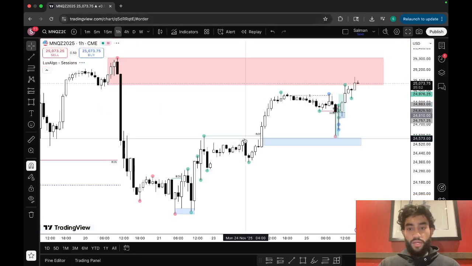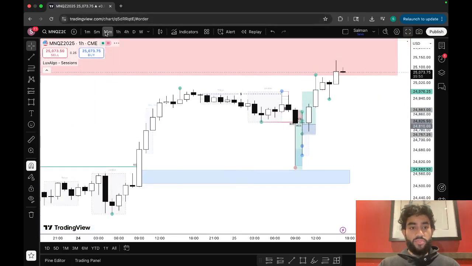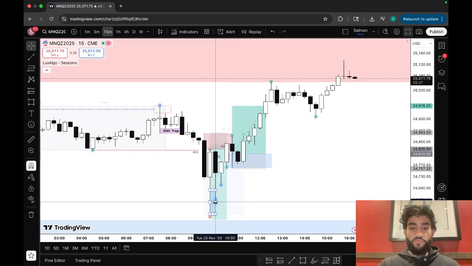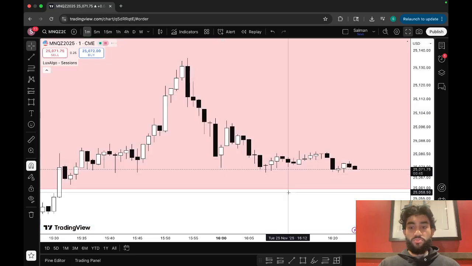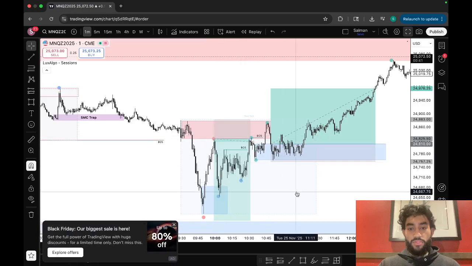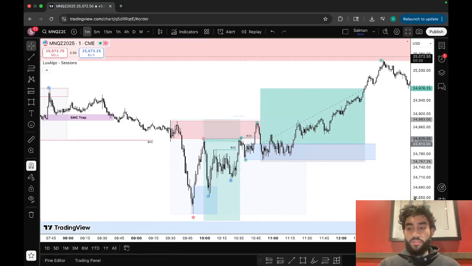Also, on the higher time frame, you could see price was simply rejecting. It wasn't closing bearish. It came down, rejected, left wicks, which shows that price is still bullish. So we came down here. We took this first stop loss. From here, I was analyzing the 1 minute time frame.